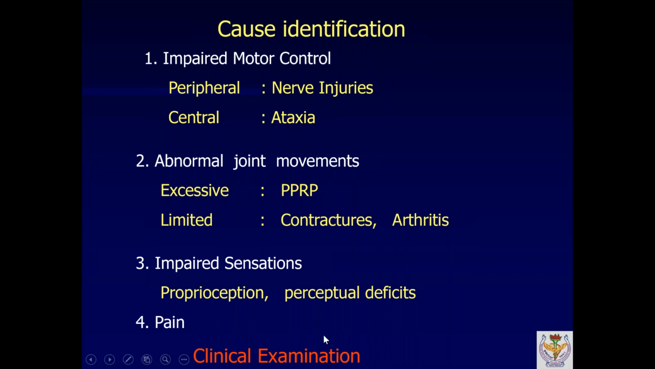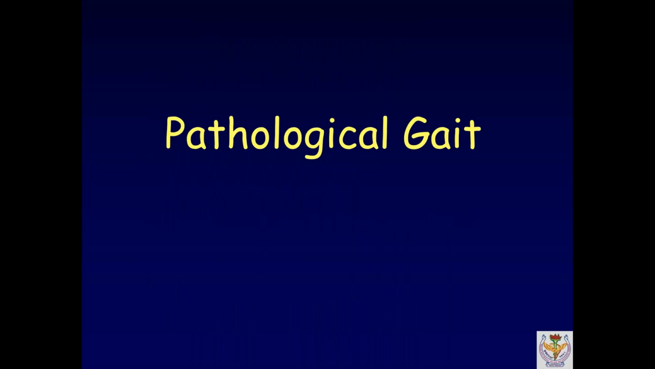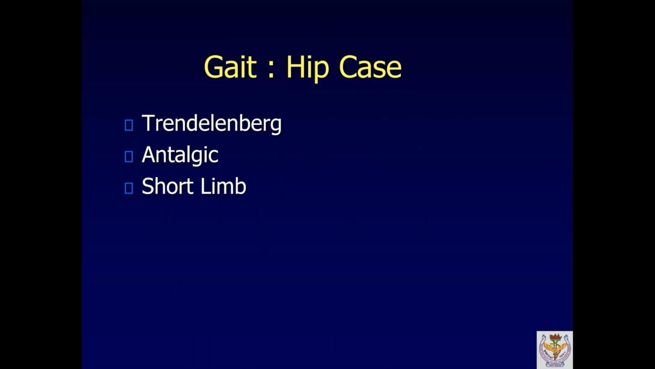So a clinical examination is very important to really understand what type of abnormal gait the patient is having. Now we'll talk about different types of pathological gait. The three main types of pathological gait in case of a hip joint pathology are the Trendelenburg gait, the antalgic gait, and the short limb gait. There could be other types of gait like stiff hip gait and extensor gait, but I'm not talking about that.